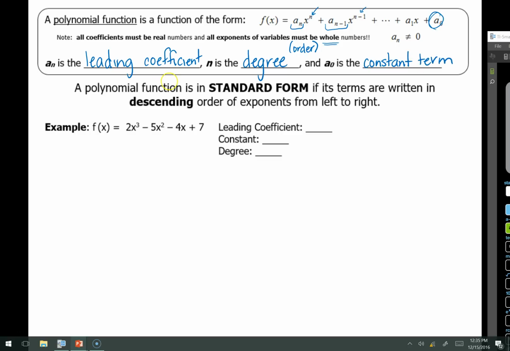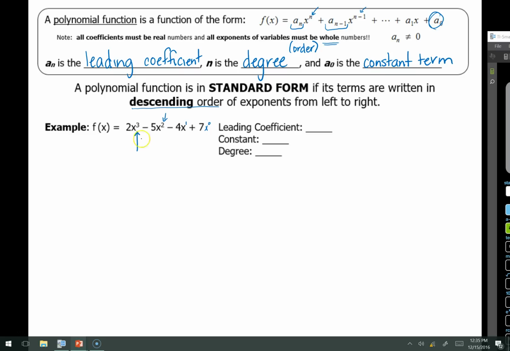Okay, so when we have a polynomial function, it's in standard form if everything's written in order. And what I mean by in order is that the exponents are in descending order. They start on the left with the biggest, and down on the right is the one that doesn't have an exponent or a variable at all. So if you look at this example, f of x is equal to 2x cubed minus 5x squared minus 4x plus 7. Notice that the biggest exponent, 3, is on the furthest left, and then it goes 2, 1, and then x to the 0 power.